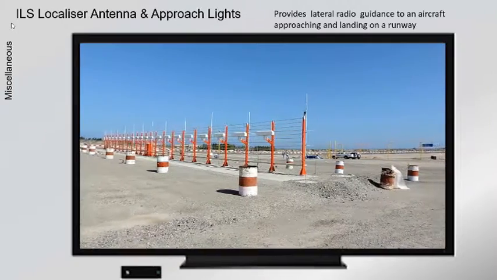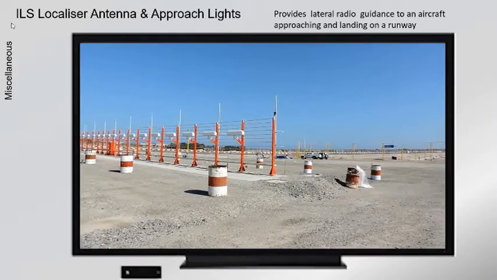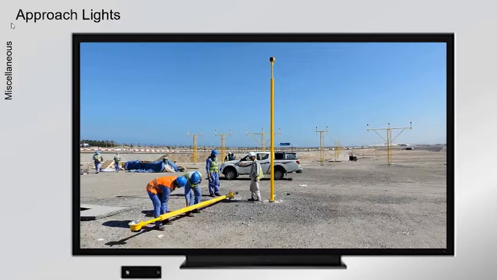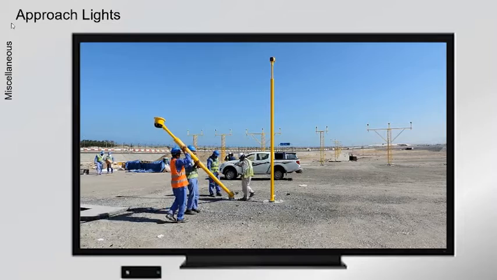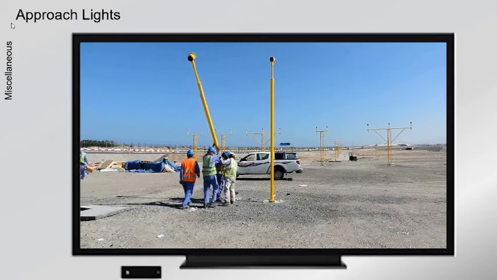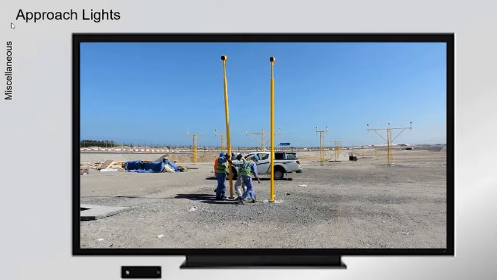Localizer provides lateral radio guidance to an aircraft approaching and landing on a runway. Approach lights used by the pilot to align the aircraft visually with the runway centerline.